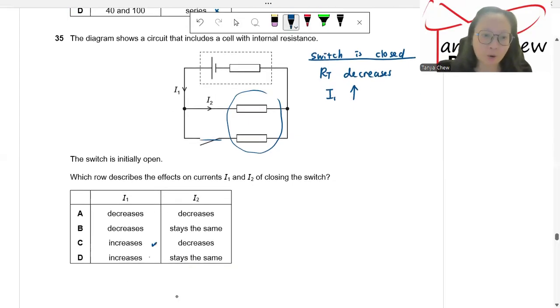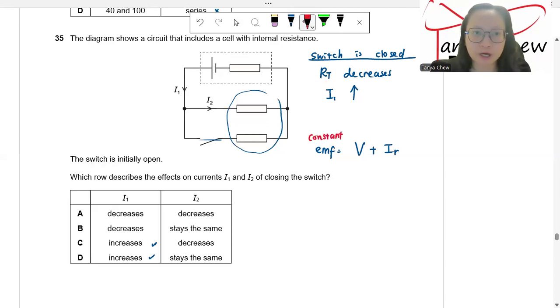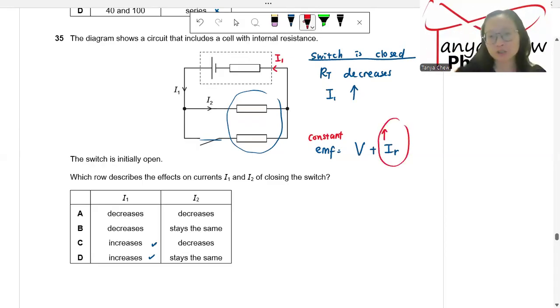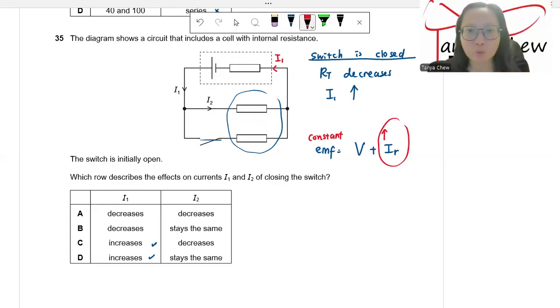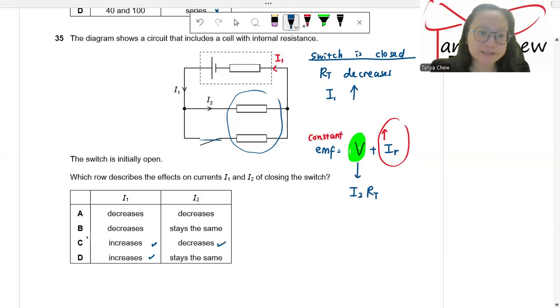That is why I1 will have to increase. So it's either C or D. Now using the EMF equation, EMF equals V plus Ir. V means terminal potential difference. EMF is constant. Bear this in mind because they did not mention that they changed the cell, right? But since I1 increases, I1 is the one that passed through the internal resistance. I1 increases, which makes the potential difference across the internal resistance to increase. That is why the terminal PD would have to decrease. Terminal PD, you can use Ohm's law, I2 times R total. So I2 would have to decrease. C is the answer.